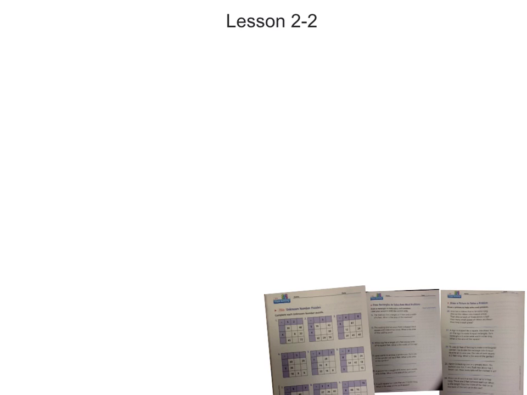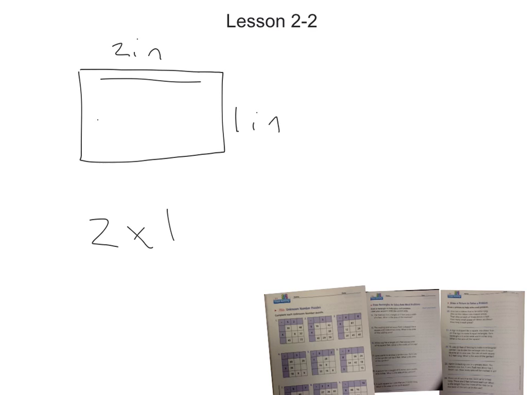All right, boys and girls, today's lesson 2-2, and it's called Solve Area Word Problems. When you find area, it's basically length times width. So if you have a rectangle, and this were 2 inches, and this was 1 inch, it would be 2 times 1, because here's the length, here's the width. 2 times 1 equals 2 inches squared, because we're talking about what's on the inside.